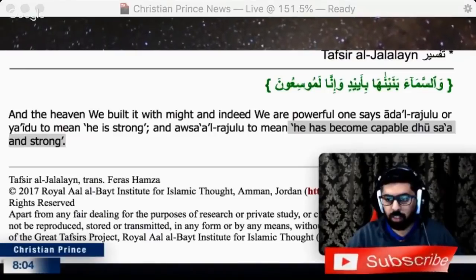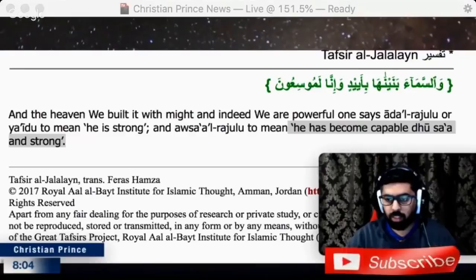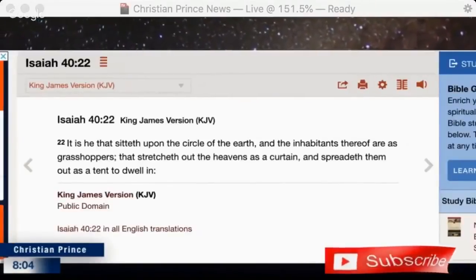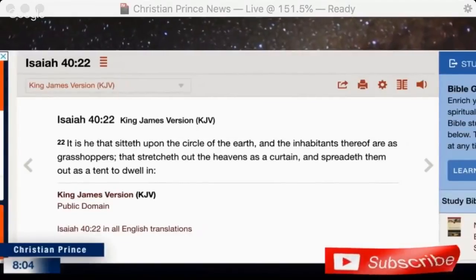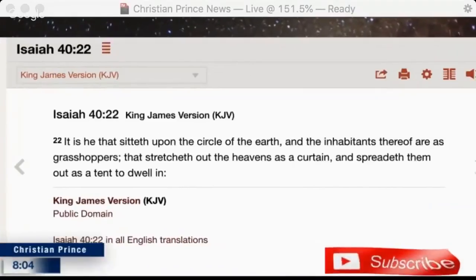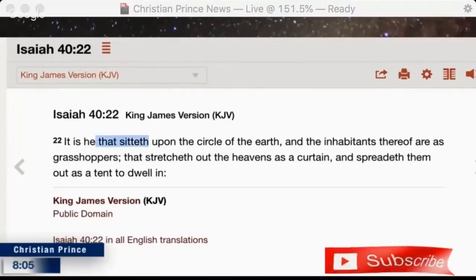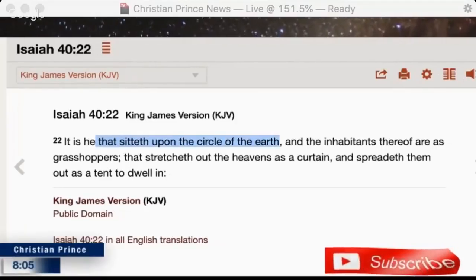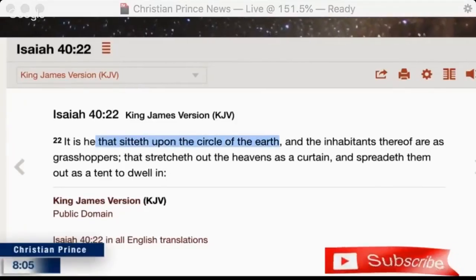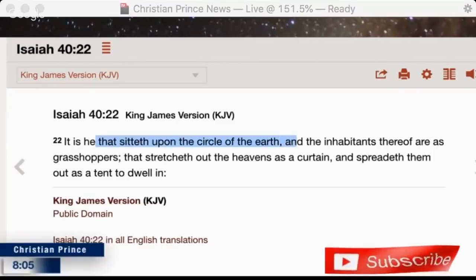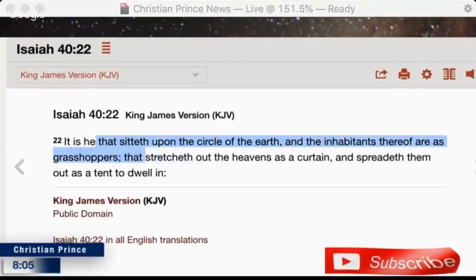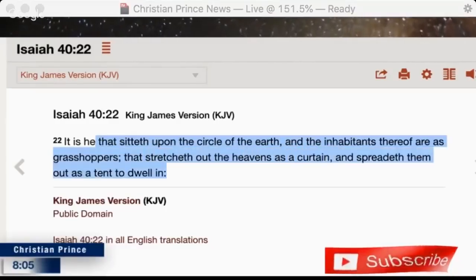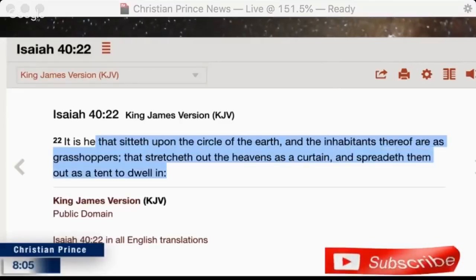Tell me the one as well so I can look up, because I can't. This is the book of Isaiah on the screen. Isaiah, right? Chapter 14, verse number 22. It says that he sits upon the circle of the earth. The earth is a circle. This is a translation, by the way, it's not exact. And then he said, and the inhabitants therefore are as a grasshopper, and that stretched out the heaven as a curtain, and he spread them out as a tent to dwell in.